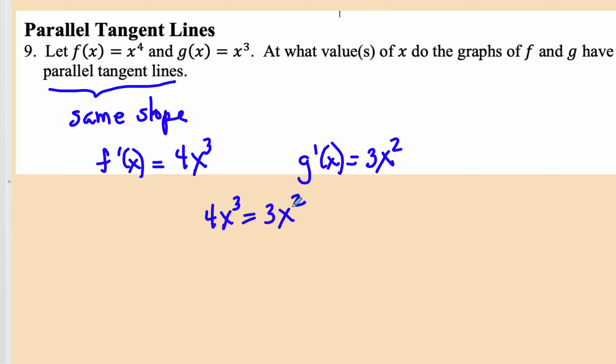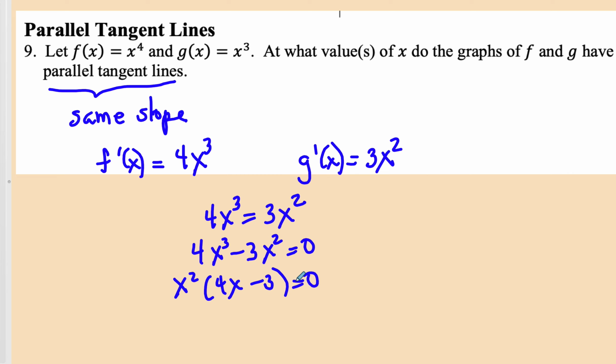And so that you don't lose any roots, you should bring everything to one side and factor out the greatest common factor. So the answer is going to be at 0 and at 3/4. So at these points, the slopes will be the same.